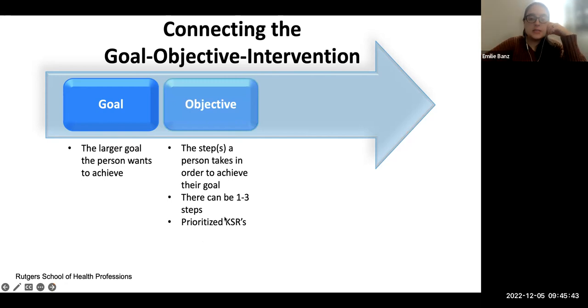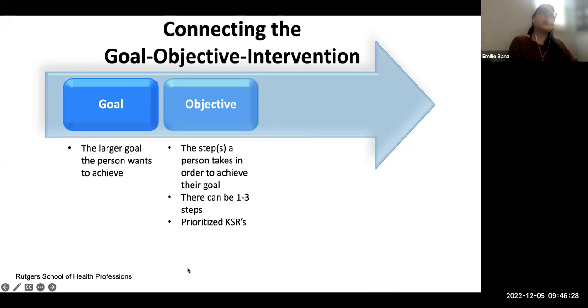The objective are the step or steps that the person is going to take in order to achieve their goal. Okay. And there can be 1 to 3, depending on the goal. And when I say there can be 1 to 3, I'm specifically talking about on the ISP. Okay. Because if we go back to when we were talking about knowledge, skills, and resources, you might find that in order to achieve one goal, there might be 5 or 6 objectives, right? But you don't necessarily want to work on all 5 or 6 of those objectives or all 1, 2, or 3 of those objectives during the provision of one service plan.